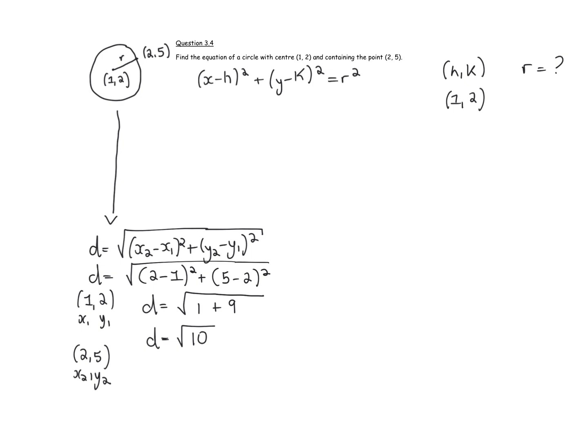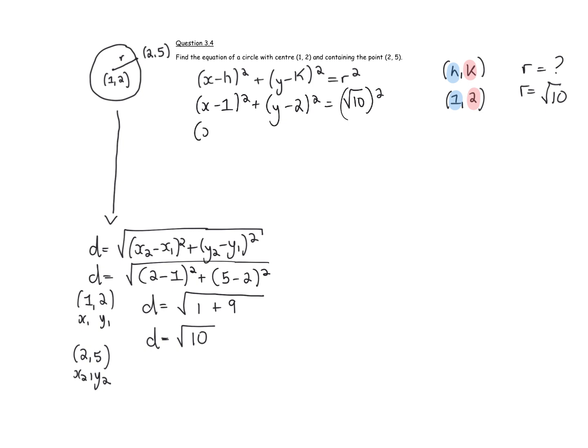Now we know that the distance between them is the same as the radius, so the radius here is equal to the square root of 10. Now we can just fill all the information into the equation of the circle, as we know h is 1 and k is 2. Filling it in, we get (x minus h), which is 1, squared, plus (y minus k), which is 2, squared, is equal to r squared, which is the square root of 10, squared.